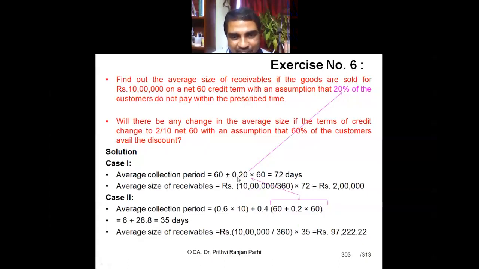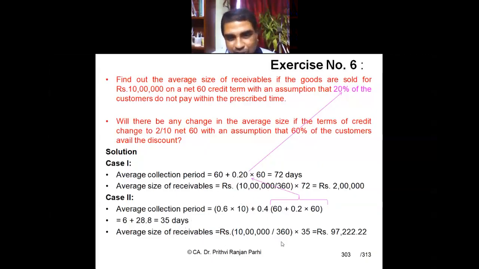Okay, that means in the normal case, 40% of people will go by the old scheme. For the old scheme you have already computed 72 days. So 0.4 into 72 plus 0.6, only 60% of people pay in 10 days. So totally it comes to 35 days.